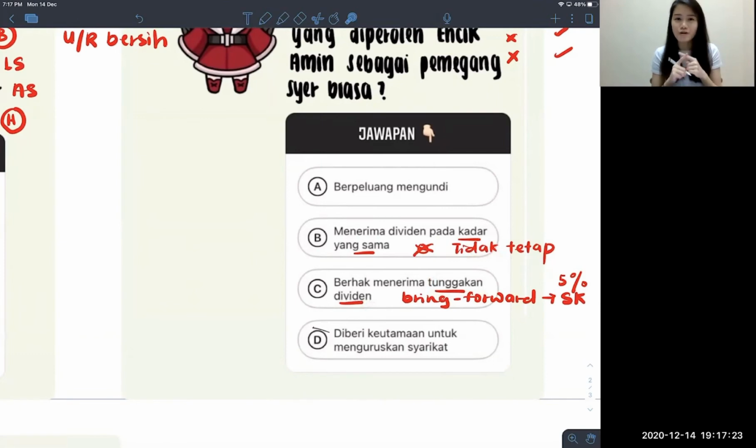So C is wrong. Now, final one, D. Diberi keutamaan untuk menguruskan syarikat. No, okay. Pemegang share doesn't have the right to take care of the syarikat. Syarikat is taken care of by lembaga pengarah. Our shareholders, pemegang share, only invest in it and wait for dividend yearly. So D is wrong. The answer is berpeluang mengundi. The only right they have is to vote for lembaga pengarah. Okay, so this is question number 4.